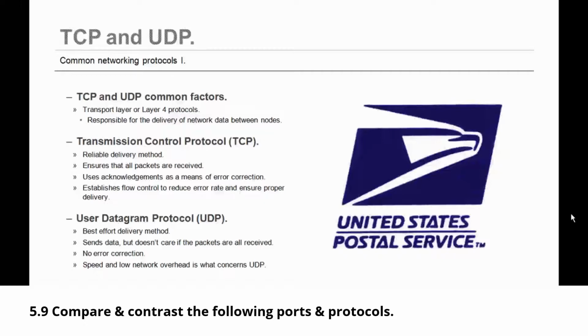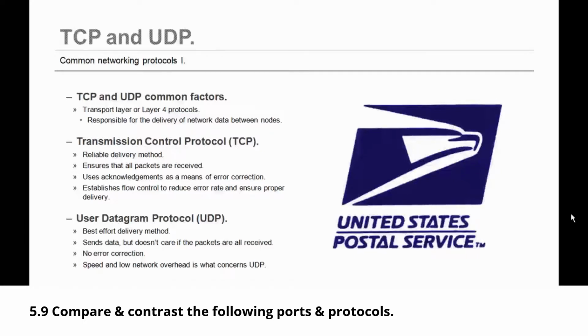TCP uses a reliable delivery method. This ensures that all the packets that are sent are received. It uses acknowledgments as a means of error correction. TCP also establishes flow control to reduce the error rate and ensure proper delivery.